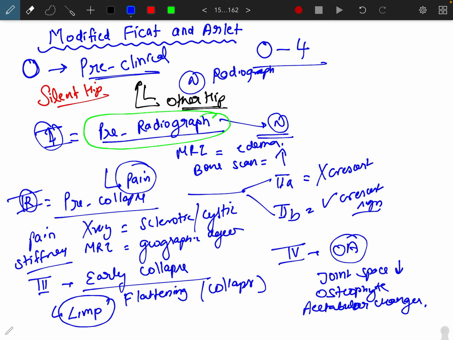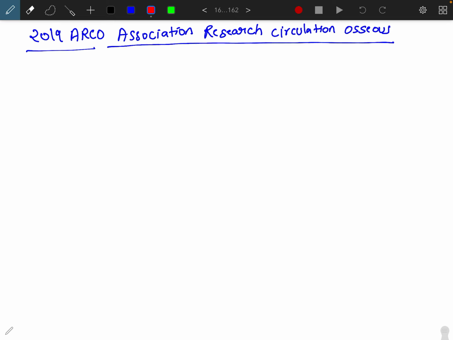Now the problem with this Ficat staging is that it lacks intra-observer and inter-observer reliability. Second, there is no mention of the size of the necrotic area and the location of the necrotic area. So it is very difficult for us to measure disease progression with the modified Ficat and Arlet staging. There is another staging, the 2019 ARCO staging.